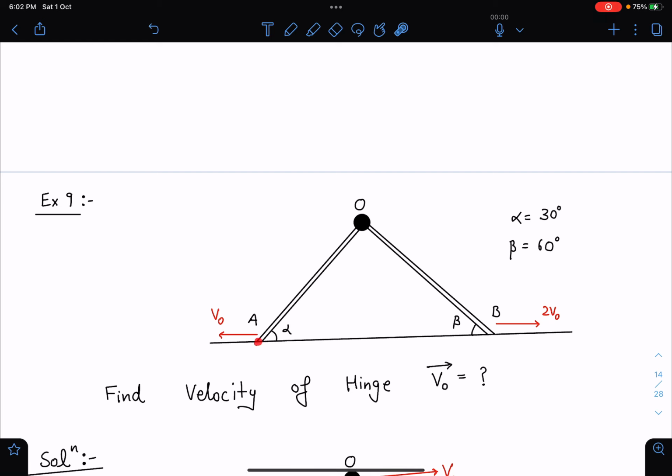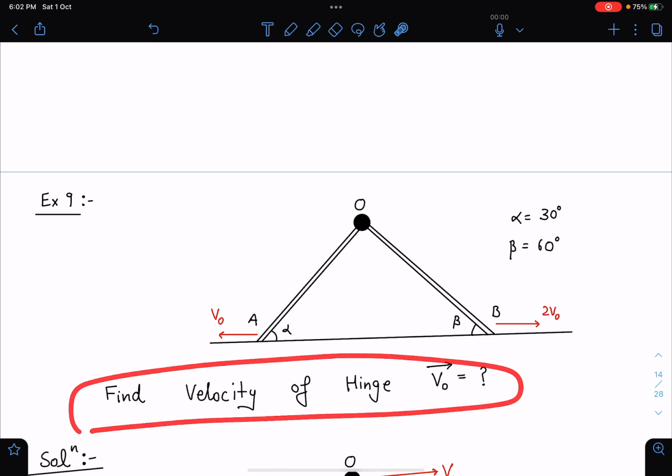Two hinge rods are given here. The velocity of point A is V naught, it is moving this side, and the velocity of point B is 2 V naught this side. This angle is alpha and this angle is beta, and let's say at any given instant alpha and beta values are given as 30 and 60 respectively. So we have to calculate the velocity of hinge point O, which side it will be moving.